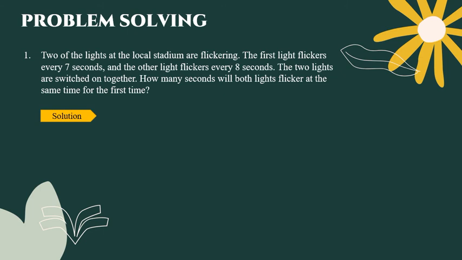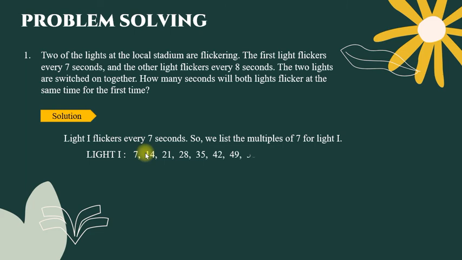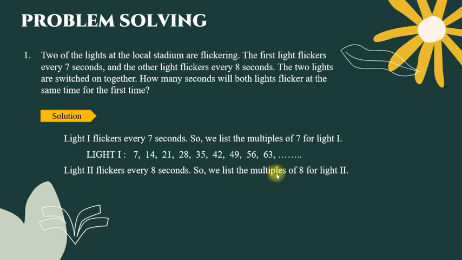Okay, but for this case, we just list down. I use the listing the multiples. So the first light flickers every 7 seconds, so we list the multiples of 7 for light 1. So light 1 is 7, 14, 21, 28, 35, 42, 49, 56, 63, and so on. And then light 2 flickers every 8 seconds, so we list the multiples of 8 for light 2. Then you will get 8, 16, 24, 32, 40, and so on.